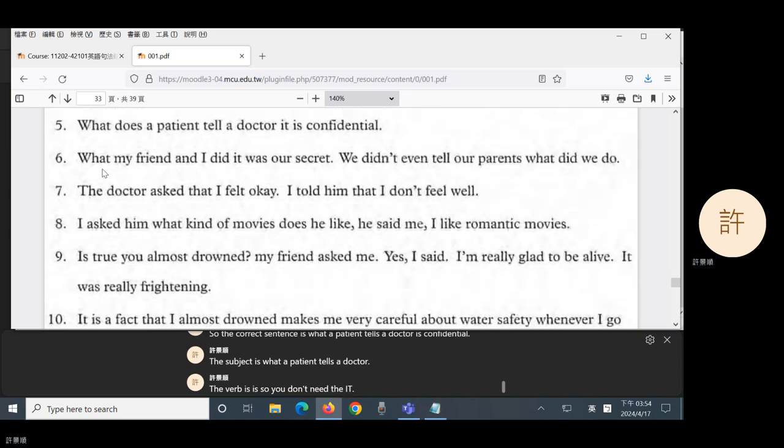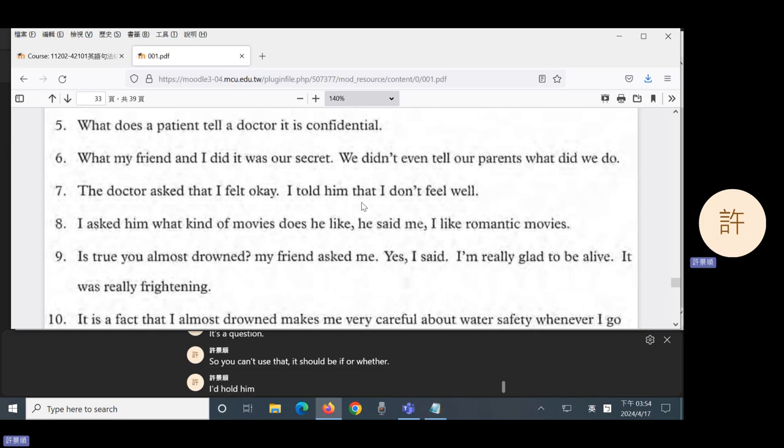Number six, what my friend and I did was our secret. We didn't even tell our parents what we did. Number seven, the doctor asked if I felt okay. It's a question, so you can't use that. It should be if or whether.